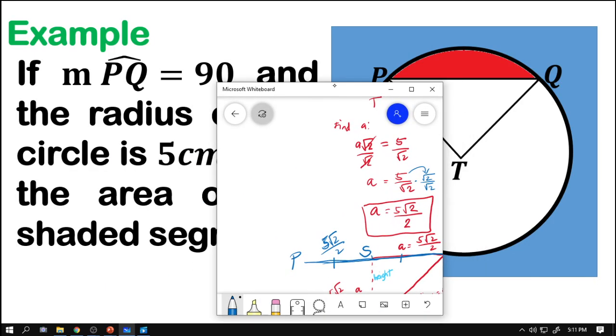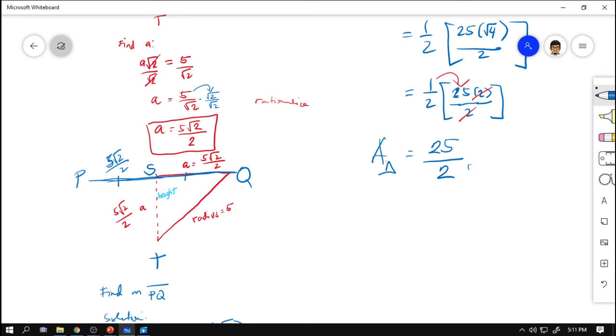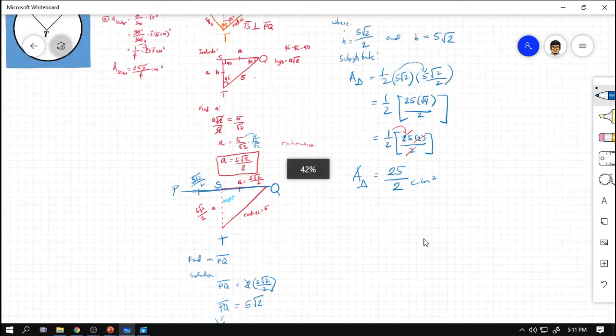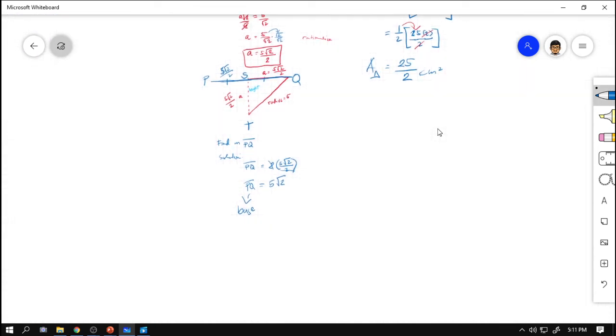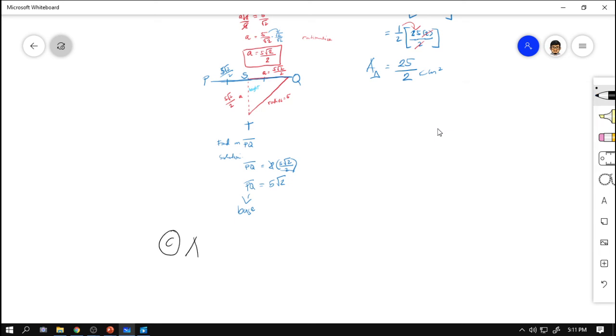What is the unit measure? Do we have unit measure? Centimeters. Tama. So this one is centimeters squared. Okay. Tapos na tayo sa B. Punta na tayo sa C. Yung C naman daw, pagdating dun sa C, for you to get the area of the segment, you have to subtract the area of the triangle from the area of the sector. So, area of the sector minus area of the triangle.